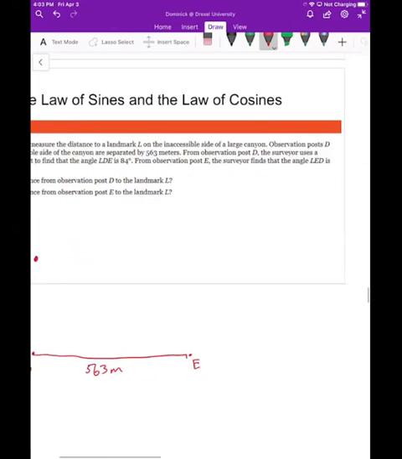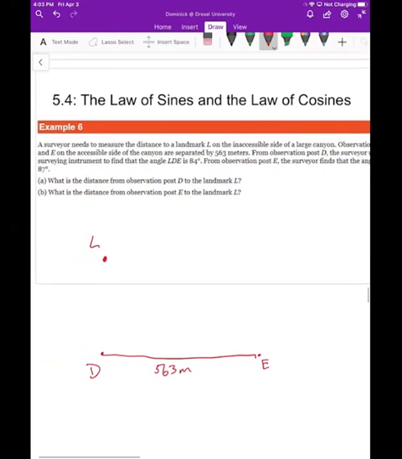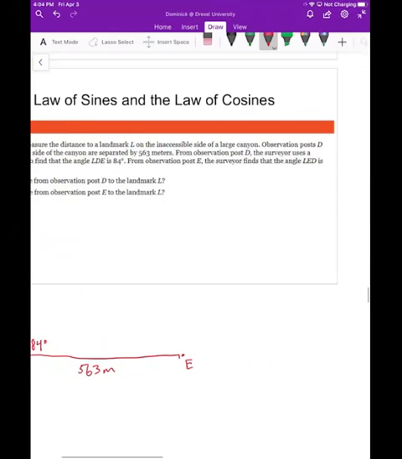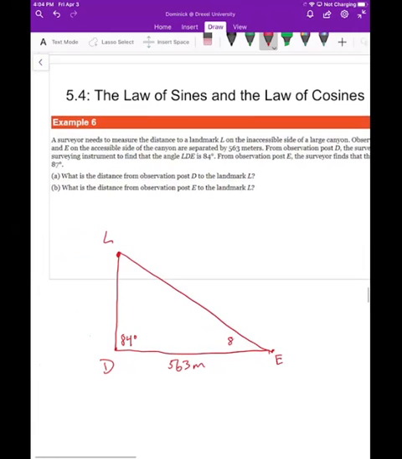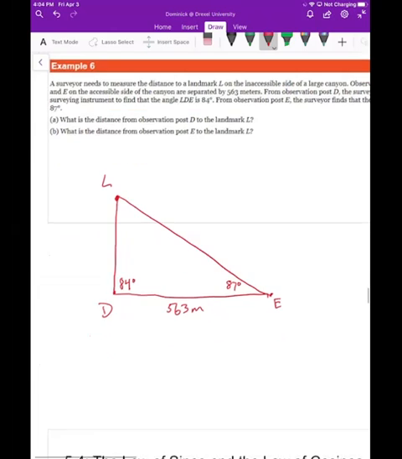Now, from observation post D, the surveyor uses a surveying instrument to find the angle LDE. So that's this angle here, which is 84 degrees. Of course, it's not drawn to scale. From observation post E, the surveyor finds that angle LED, so this angle here, is 87 degrees. Now the question becomes, we want to find these two other missing sides. Since we have two angles and a side, we want to use the law of sines.